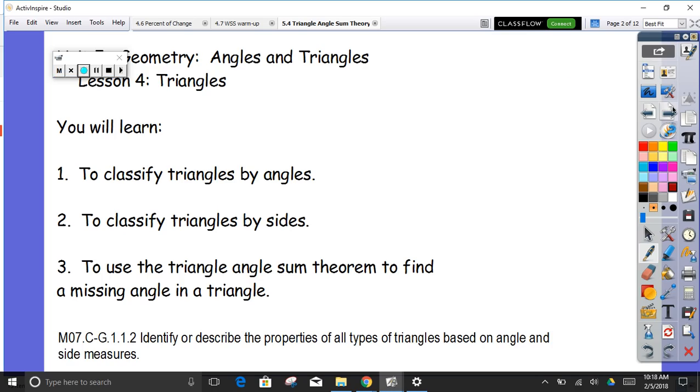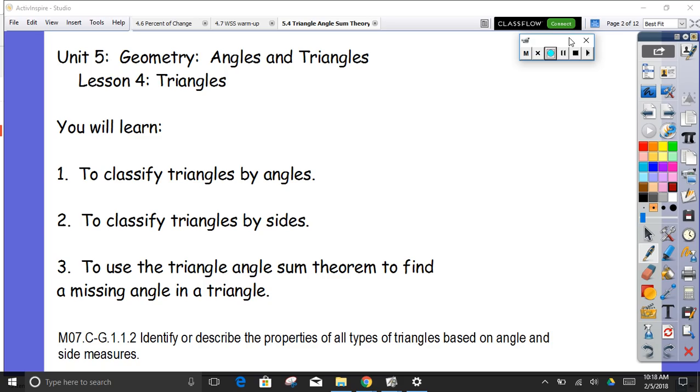All right, so today's lesson is called triangles. We have been talking about angles for quite some time. Now we're switching over into triangles. We're still working with angles because triangles are made up of angles, but we'll be talking about some features specifically that deal with triangles.